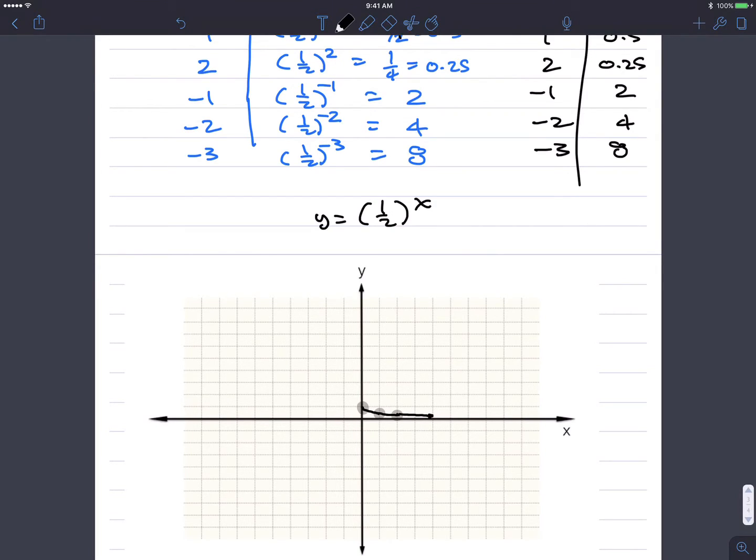What happens when x is -1? Y is 2. So my point is there. When x is -3, go to the left, go up now 8: 1, 2, 3, 4, 5, 6, 7, 8 over here. So as I go to the left with my x values, I get larger and larger. So let's sketch the curve here. It looks kind of like this.